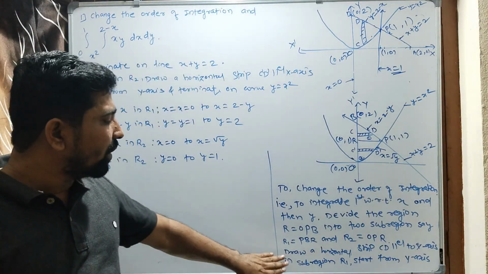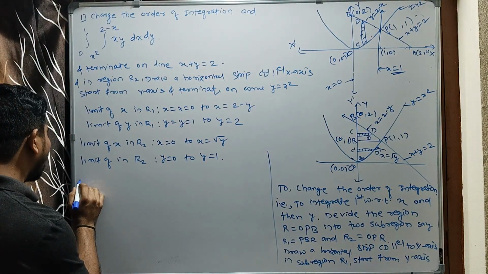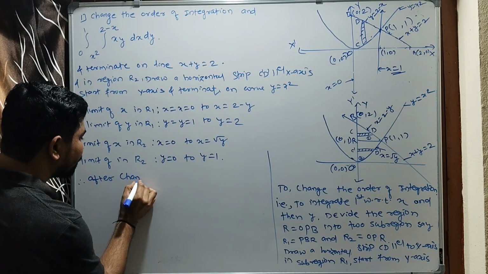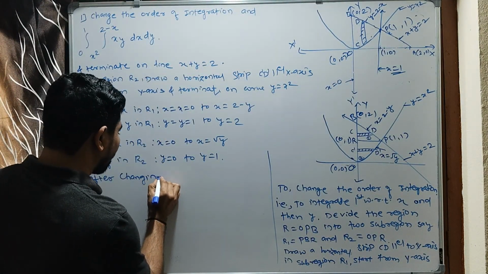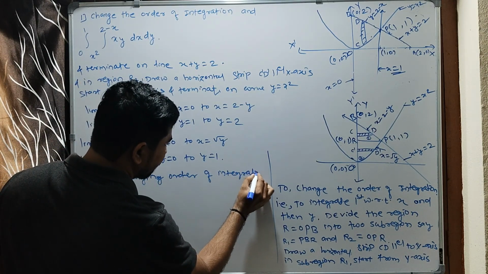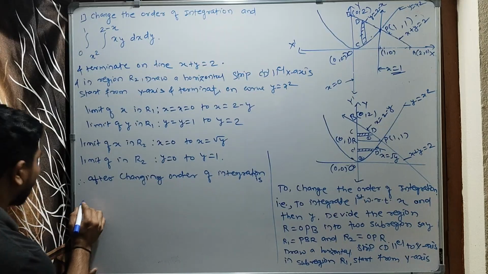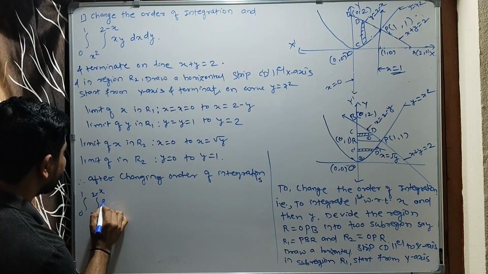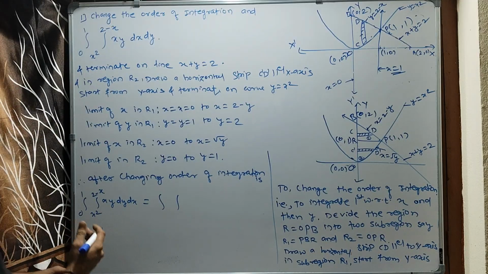In the starting I converted my region R into two sub-regions. Therefore, after changing the order of integration, first I will write the correct form: 0 to 1, x square to 2 minus x, xy, the correct form is dy dx. After changing this, it is divided into two sub-regions.